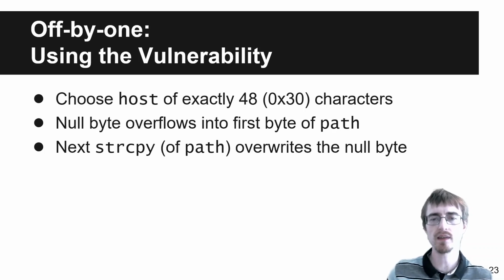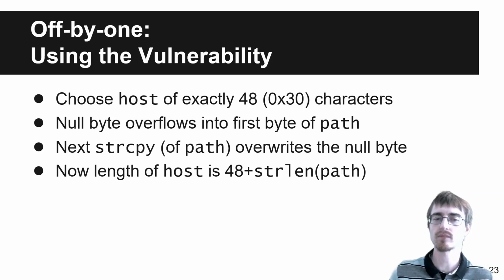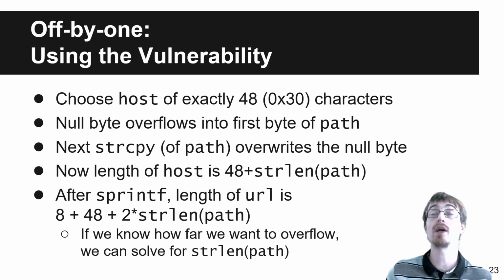Now, next, the string copy of path overrides the null byte. So the null byte was there, terminating host, but it's now gone. Host is no longer terminated. So what happens when we read host as a string? Well, it turns out it will simply look for the next null terminator, which is at the end of path. This means that the length of host as stored in memory until the null terminator is now the 48 characters that we wrote, plus all the characters of path. Well, now host is quite a bit longer, potentially, than what was expected in the check.